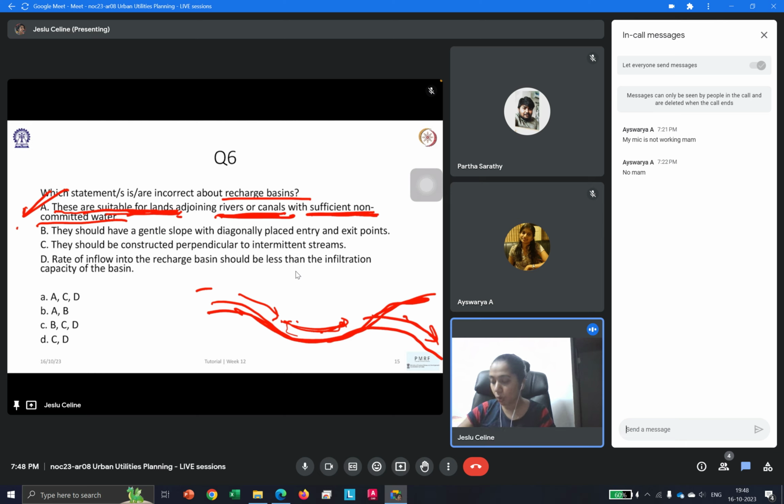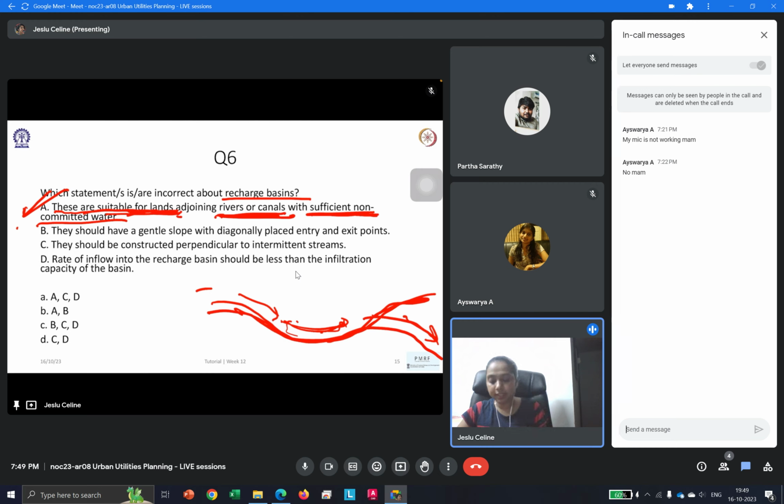Now you have option C. They should be constructed perpendicular to intermittent streams. Is that correct? No, it should be parallel. Very good. Why should it be parallel? If it is perpendicular, it may affect the stream. Very good. If it's perpendicular, then you're obstructing the stream.